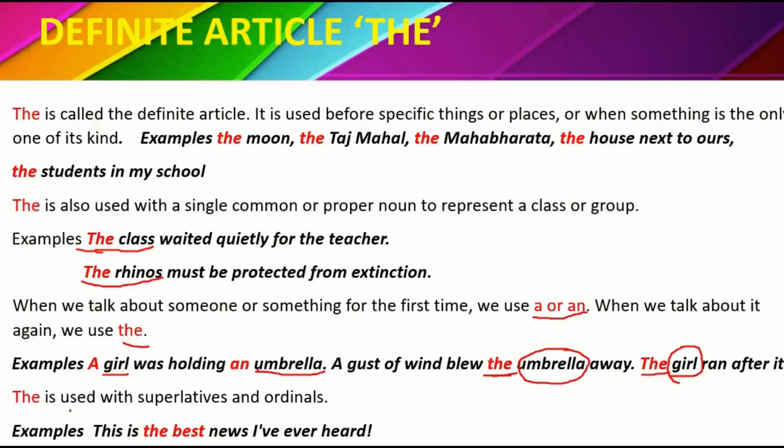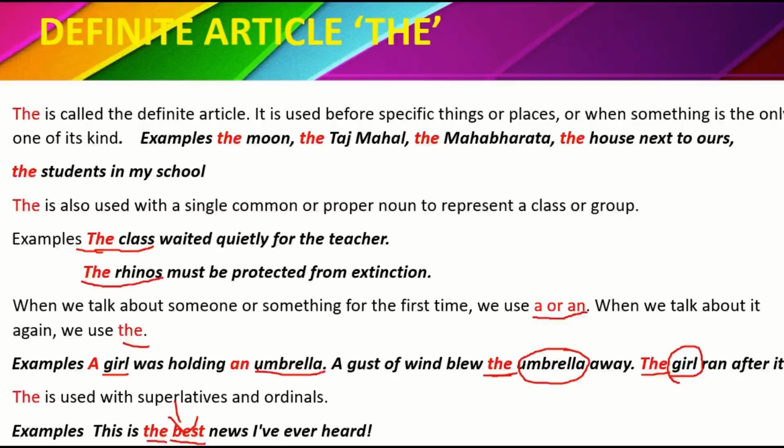The is used with superlatives and ordinals. The next rule: we have to use the in front of superlative degrees and also for ordinal numbers. For example, this is the best news I have ever heard. The word best is a superlative degree of good. Good, better, best. So in front of the superlative degree, you have to use the word the.